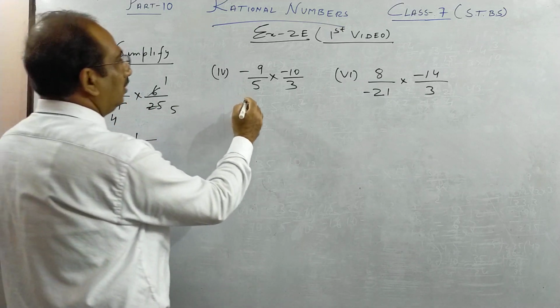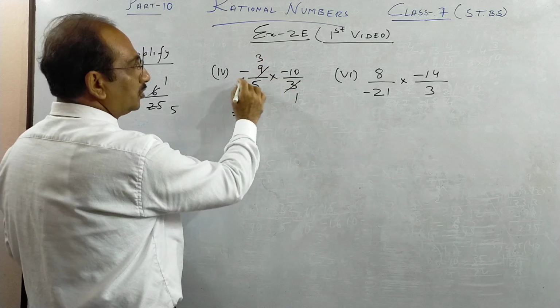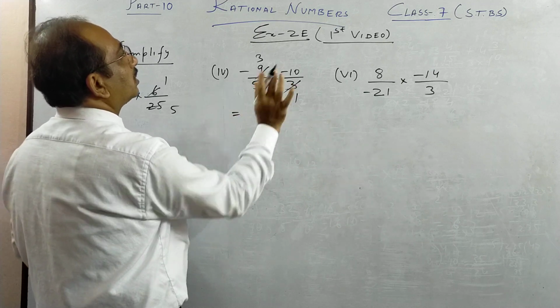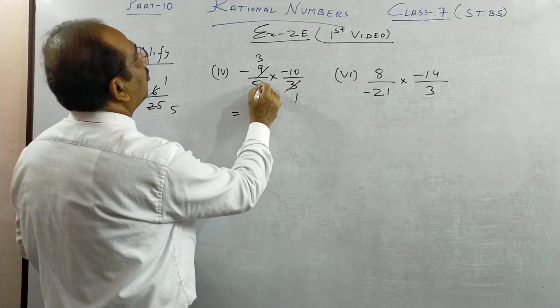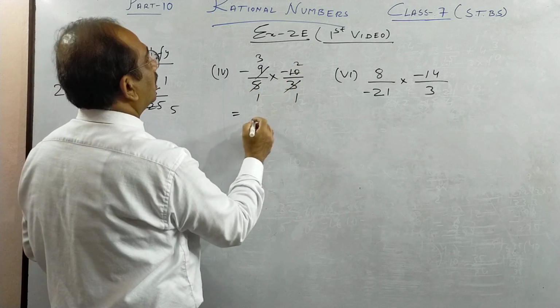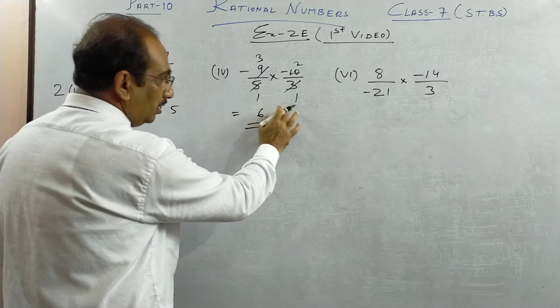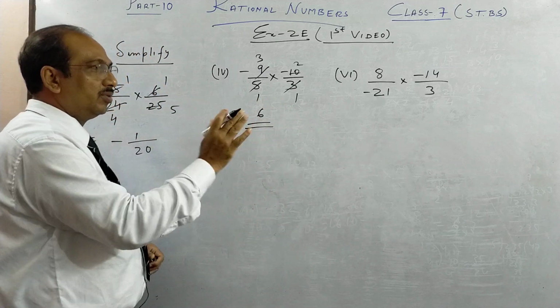Here if you see, 3 1s are 3, 3 3s are 9. First of all, 2 minus becomes plus, so plus we don't write. So minus minus becomes plus. Product of 2 negatives is positive. 5 1s are 5, 5 2s are 10. So finally we get 6. If the denominator is 1, we don't write it.